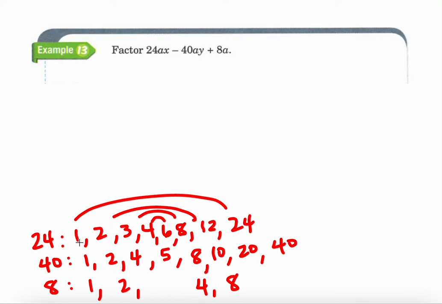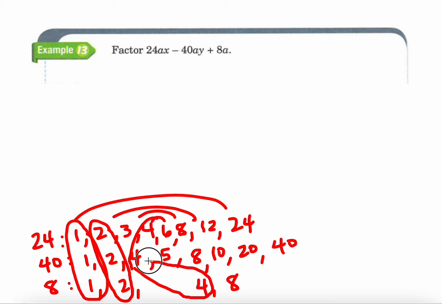Okay, so my GCF, let's see, 2 is the same. Do they all have 4? Yes, they all have 4. Do they all have 8? Okay, they all have 8. And I think that's it. So the GCF is 8.